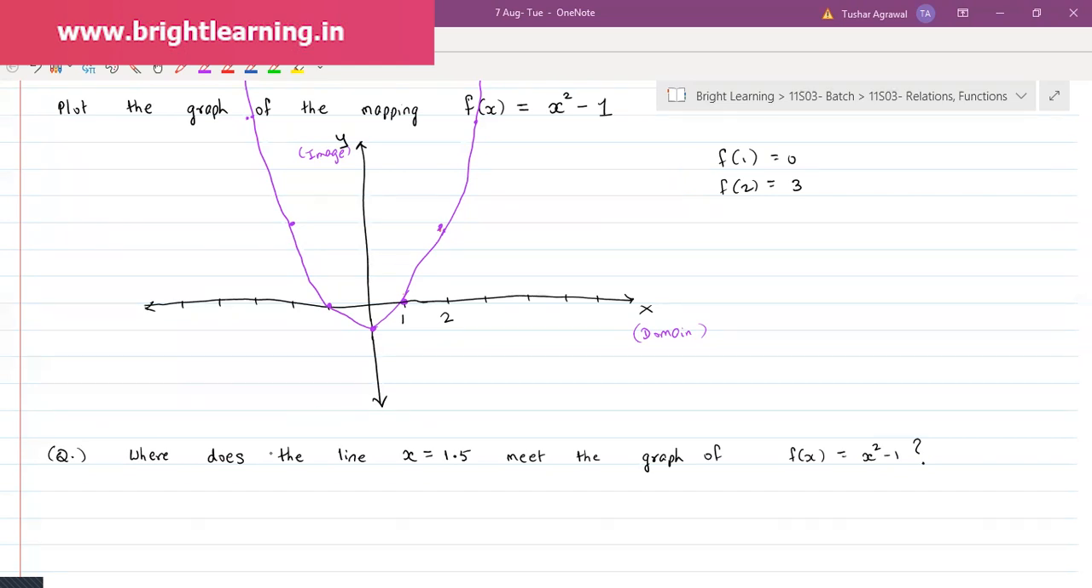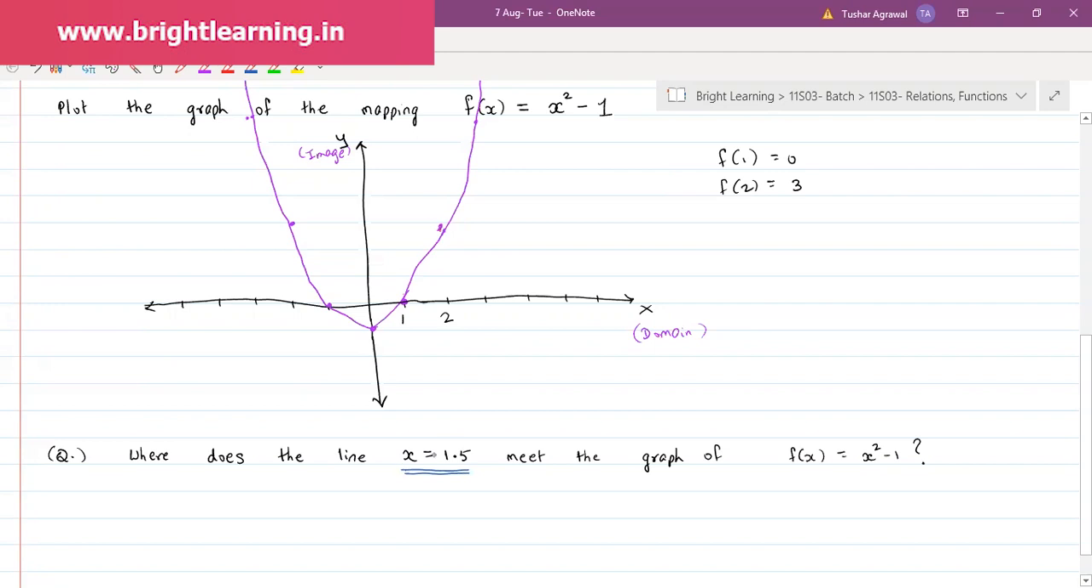Let's see. Where does the line x equal to 1.5...? First of all, when I say the line x equal to 1.5, you should ask yourself whether x equal to 1.5 is actually a line. In linear equations in school, in 10th standard, you have studied that this is actually a line, considering x equal to 1.5.